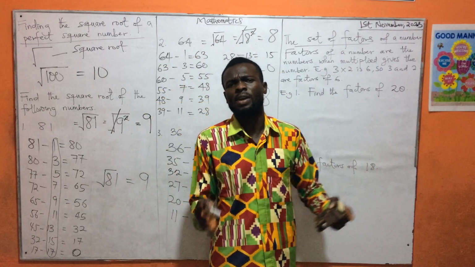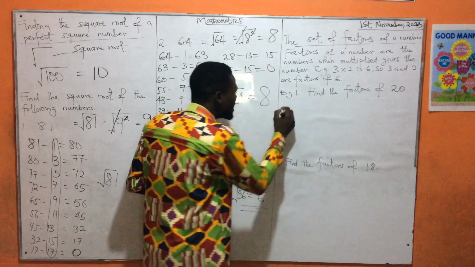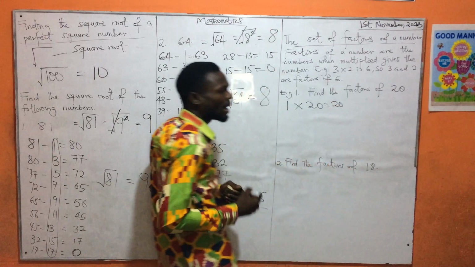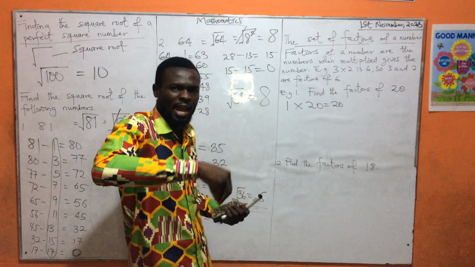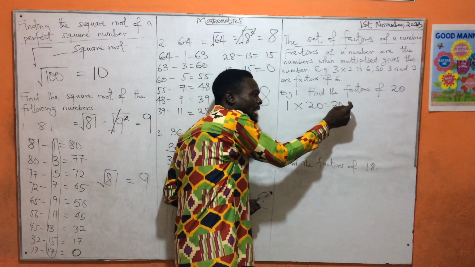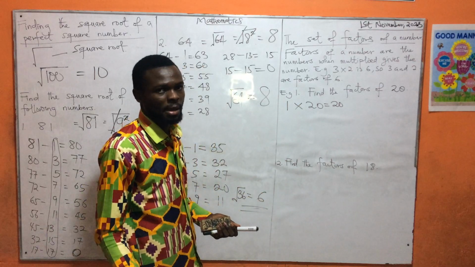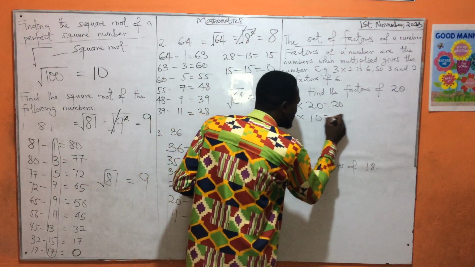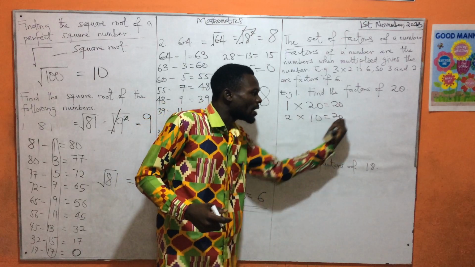Why do they say 1 is a factor of every number and the number is a factor of itself? It is because when I multiply 1 times the number, it gives me the number. And we said the factors of a number are numbers that, when multiplied, give us the number. So if I multiply 1 times the number itself and it gives me the number, then 1 and the number are factors of that number. So we have the next number, we have 2 times 10, which gives us 20. So it means that 2 and 10 are factors of 20.